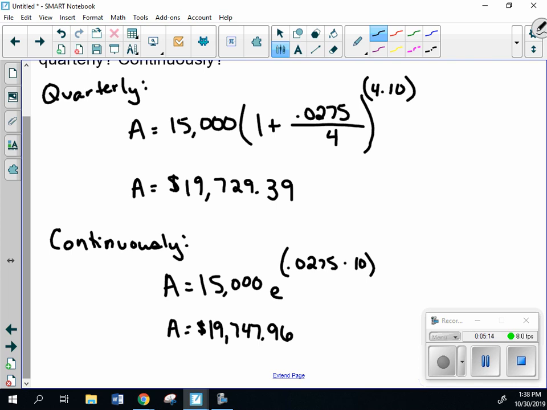$19,747.96. Now, some of you out there might be looking at this and saying, okay, well, between quarterly and continuously, there really wasn't a whole lot of money there. And you would be right in this situation. Your dollar amount is the same, your rate's the same, your time's the same, but your compounding is only 4 versus continuous. If your years went up to, say, 50, then you're going to see a bigger difference between quarterly and continuously because it's a longer period of time where that compounding is just going to keep going. Okay, so I know it doesn't look like a lot right now, but over time it really would be.